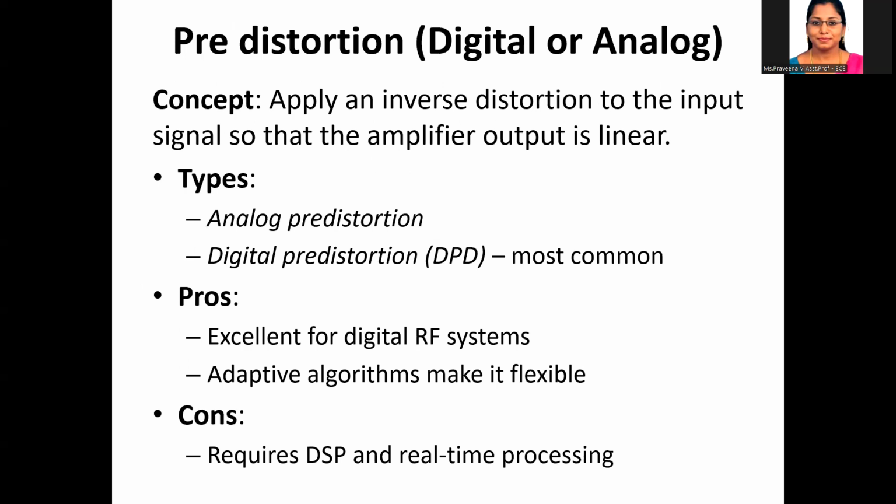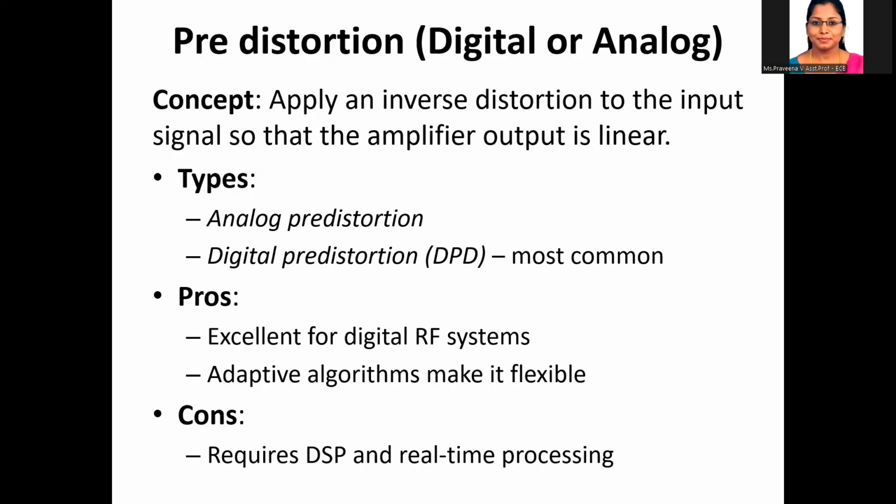Next is pre-distortion, that is digital or analog. The main concept here is that it's a technique used to improve the linearity by applying an inverse distortion. When the pre-distorted signal passes through the non-linear amplifier, what is the use of the amplifier? It will amplify the signal, right? So when the pre-distorted signal passes to the non-linear amplifier, the amplifier distortion cancels the applied inverse distortion. This results in a linear output.